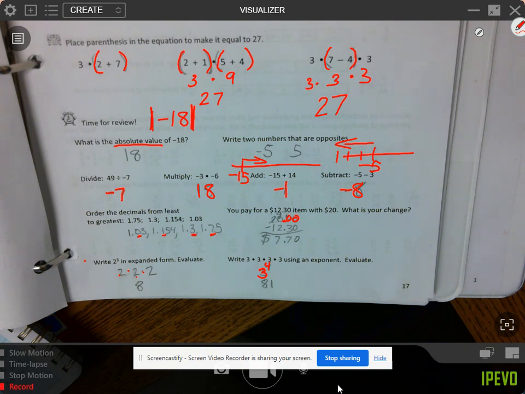When we do the math and we multiply 3 times 3 times 3 times 3, or we put into our calculator 3 to the 4th power, we get 81. Any questions on that? Ava?